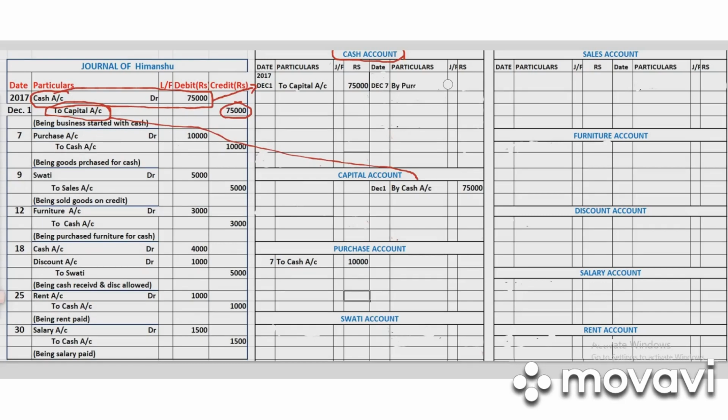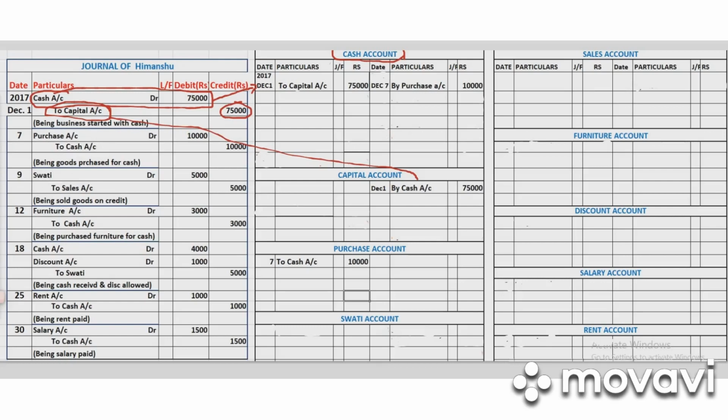By purchase account. By, why it is written by? Because it is written in the credit side. So in the debit side we start with to, credit side we start with by. Okay, that is the standard rule. So it is written by purchase account 10,000. Right? So in this way you complete all the accounts one by one. So as an example, in purchase account we write to cash account. In cash account we write by purchase account.